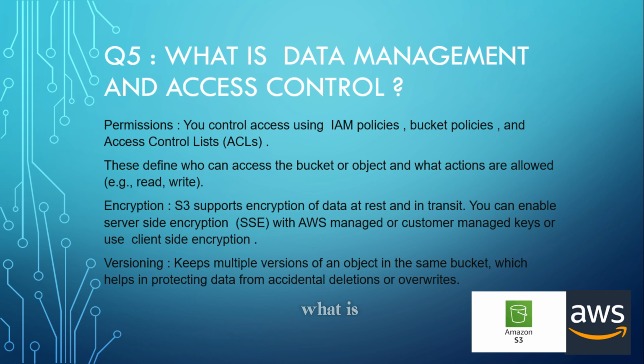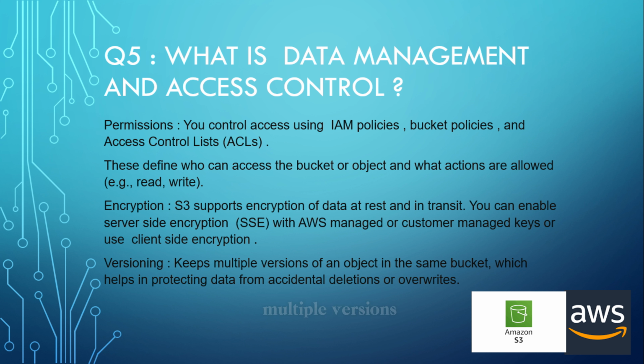Question number 5. What is data management and access control? Permissions. You control access using IAM policies, bucket policies, and access control lists, ACLs. These define who can access the bucket or object and what actions are allowed, e.g. read-write. Encryption. S3 supports encryption of data at rest and in transit. You can enable server-side encryption, SSE, with AWS managed or customer-managed keys, or use client-side encryption.